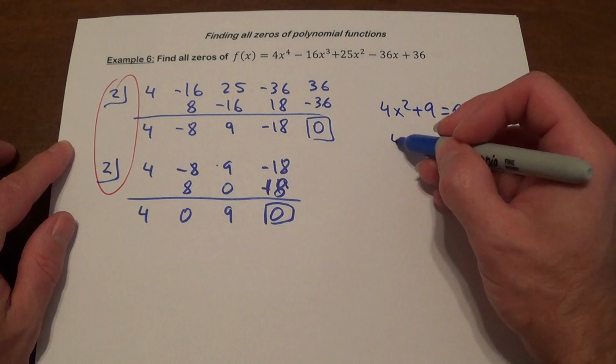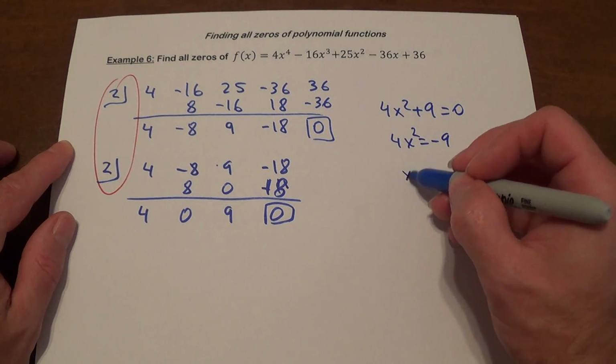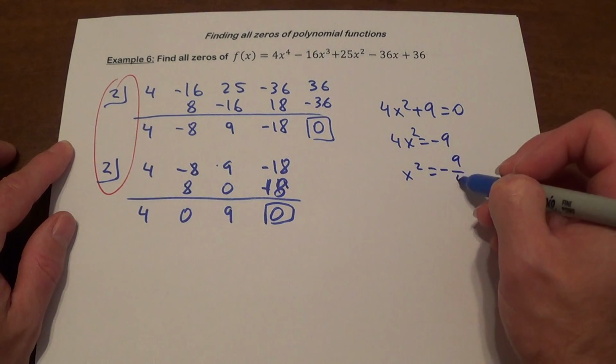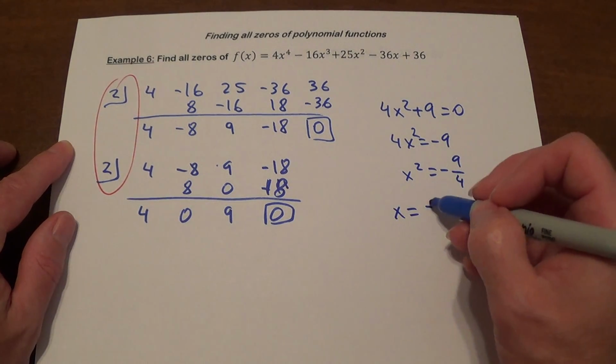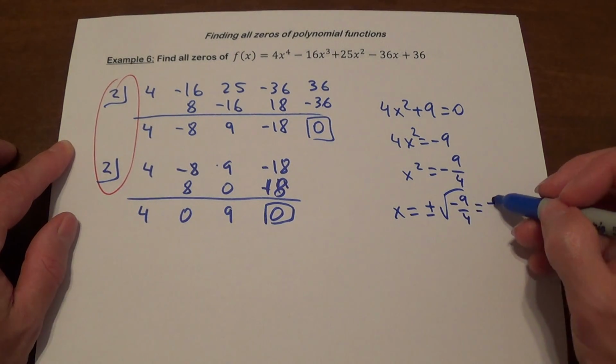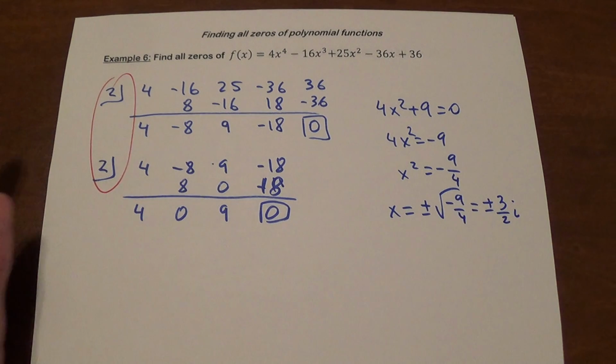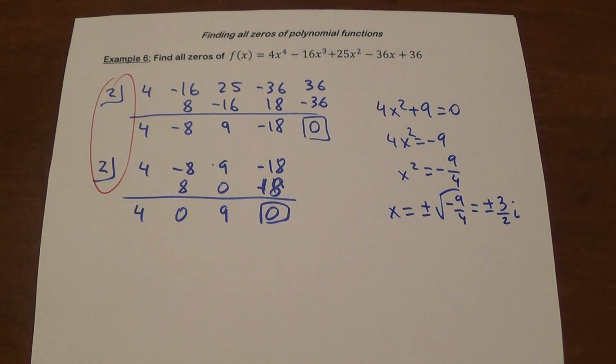So I can rewrite that as 4x squared equals negative 9. X squared equals negative 9 over 4. X equals plus or minus square root of negative 9 over 4, which is going to be plus or minus 3 over 2i. So we have 3 distinct solutions.